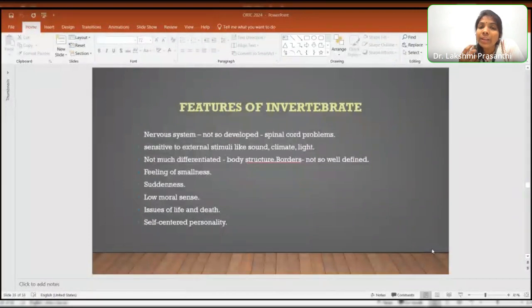They have a feeling of smallness, weakness, timidness, with the features of suddenness. It is as if they have a very short lifespan and life may end at any time soon. So everything has to be done in a hurry. I have to do this thing, I have to do that thing, n number of things, a lot of restlessness in them. The issues of life and death, self-centered personality.